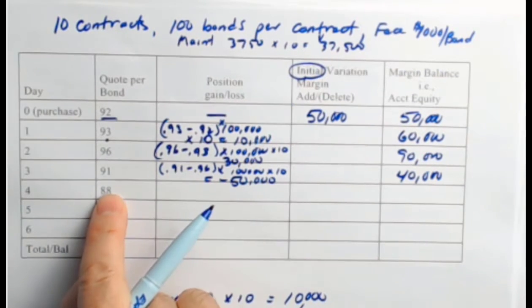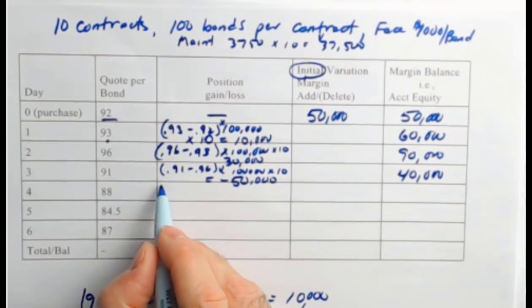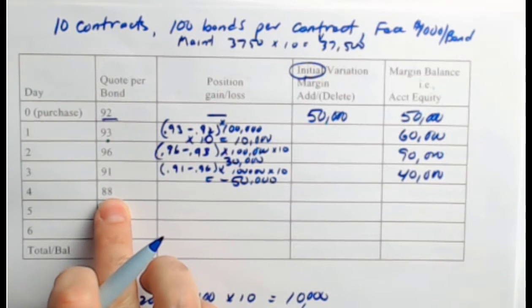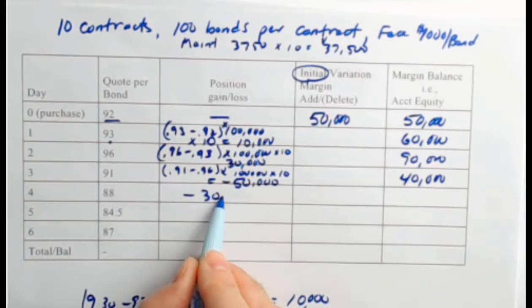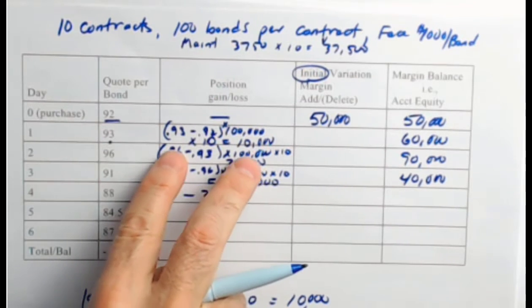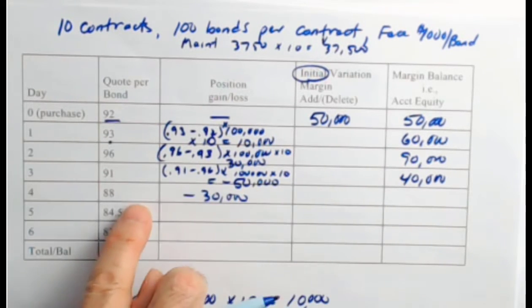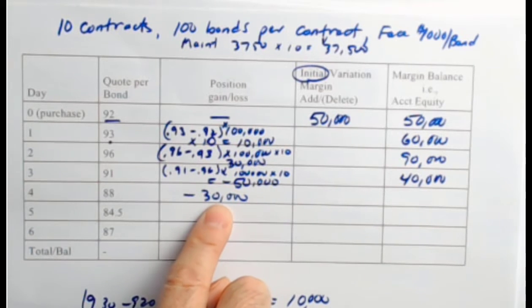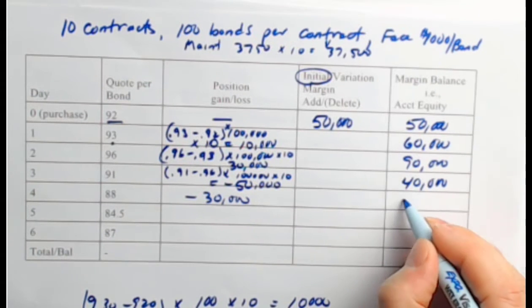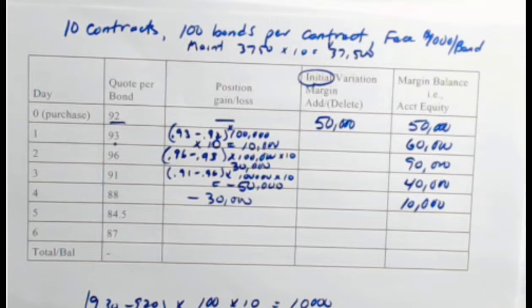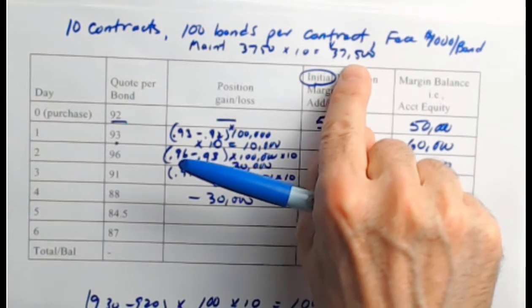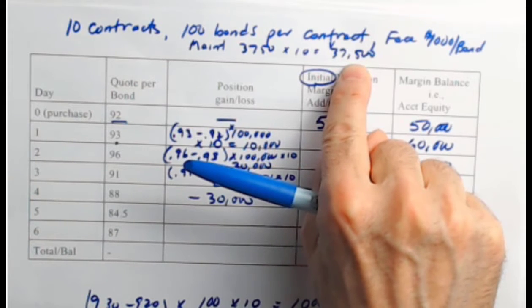Now let's look at what happened. Things went against us. And as you can see, it dropped 3 points, which means it's another $30,000 loss. Same calculation basically as we had here, except it's a loss. So do the math, and you'll come up with a $30,000 loss. Look at that. We have a balance here in our margin account of $10,000. That is below the maintenance margin, so we're going to get a house call.